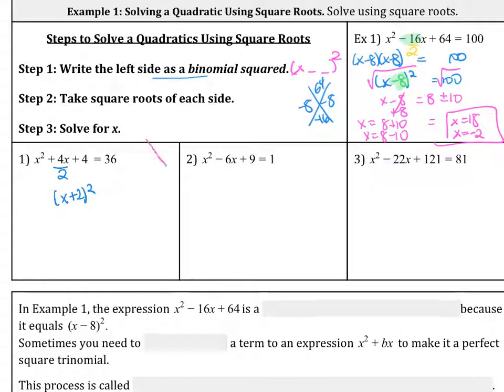Again, if you're having a hard time seeing it, just factor it. What multiplies to 4 and adds to 4? That is 2 times 2. Okay, and this is 36. Then we solve by square roots. Okay, and hopefully you can finish from there. And please try number 2 and 3.